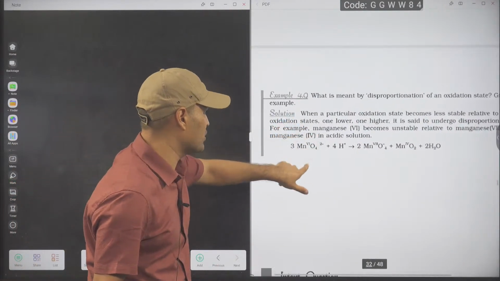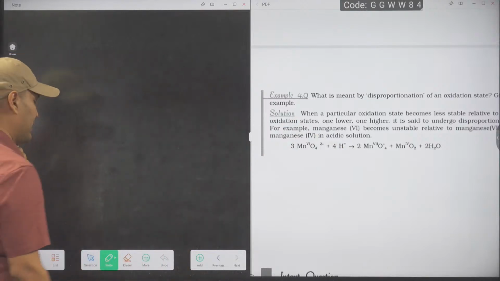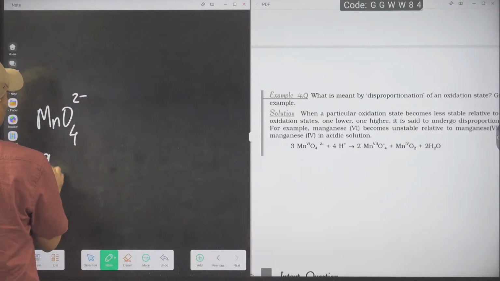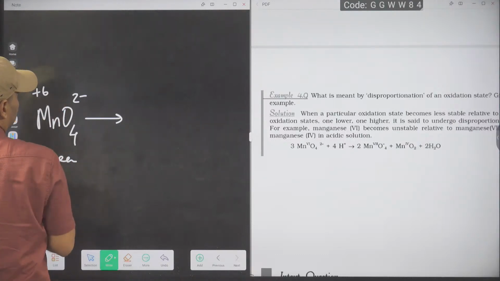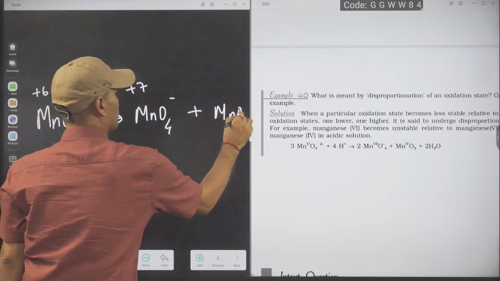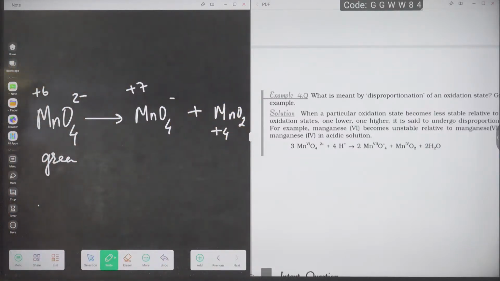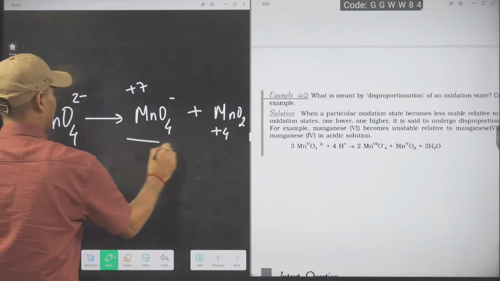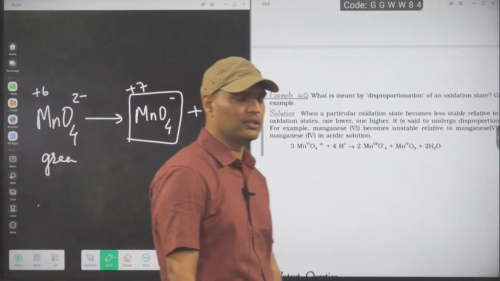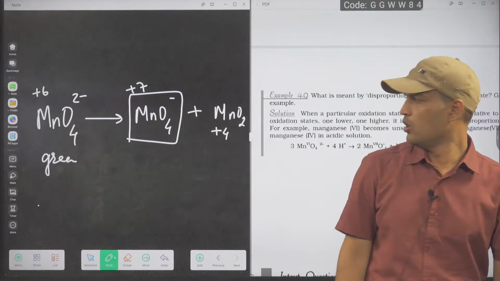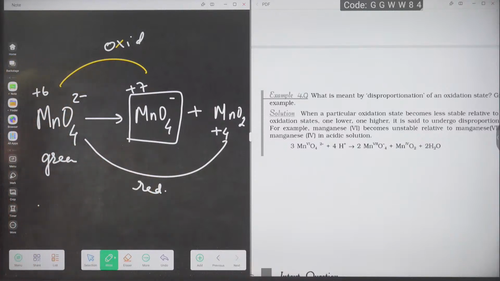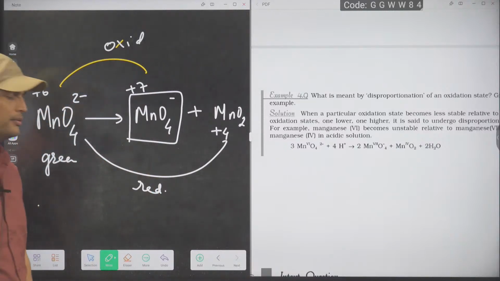See, this is one of the reactions in the preparation of permanganate. This reaction is very important. This is a disproportionation reaction. MnO4 2-, green color, has Mn in the +6 state. It will be oxidized to permanganate, +7, and reduced to MnO2, +4. This is the disproportionation reaction in the preparation of permanganate, so you should know this reaction. Oxidation, reduction. Is it okay?